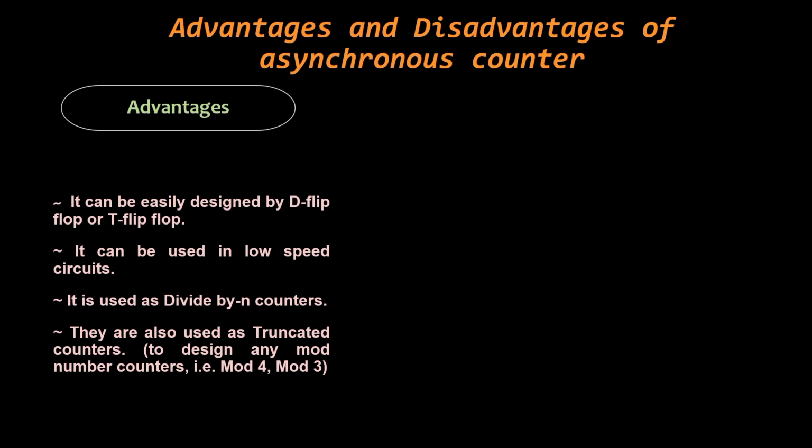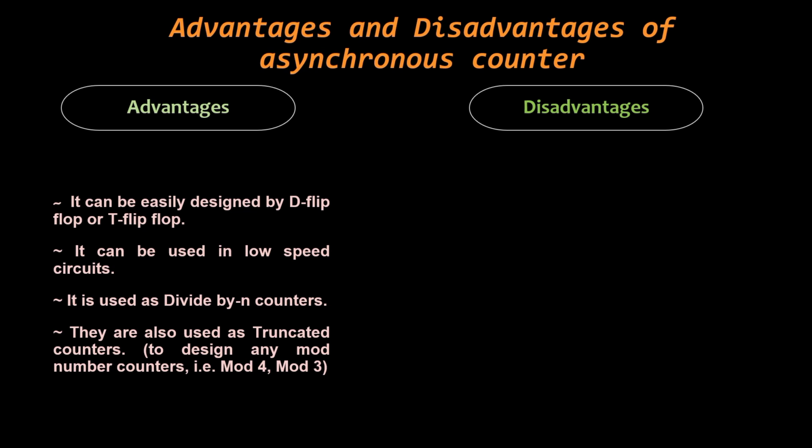Here's some additional info for you before using the asynchronous counter. There are some advantages and disadvantages of asynchronous counter. For advantages, it can be easily designed by D flip-flop or T flip-flop. It can be used in low-speed circuits. It is used as divide by N counters. They are also used as truncated counters, to design any mod number counters, such as mod 4, mod 3.